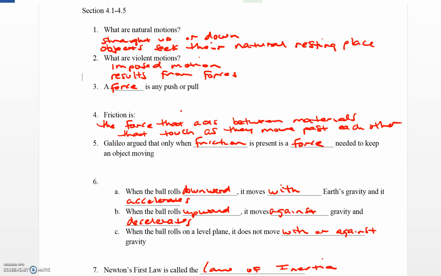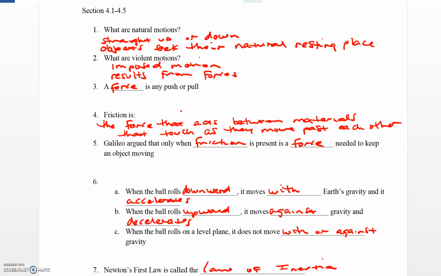Number 5 talked about Galileo, and he argued that only when friction is present is a force needed to keep an object moving. So if we talk about the opposite of that, if there is no friction, then an object that's in motion will continue in motion forever.